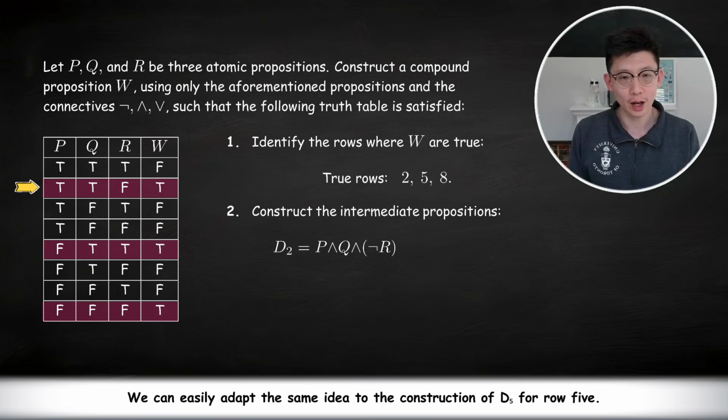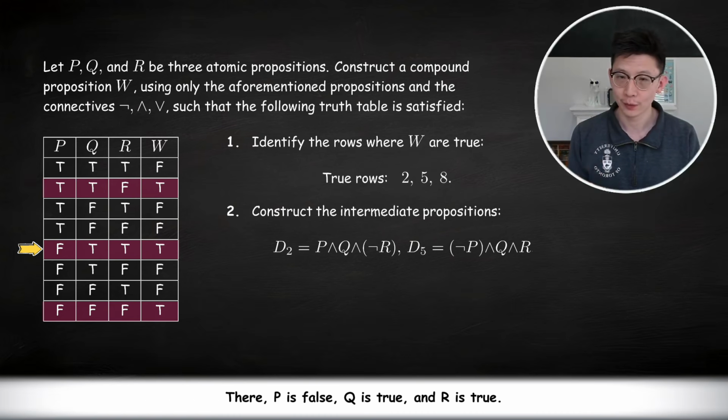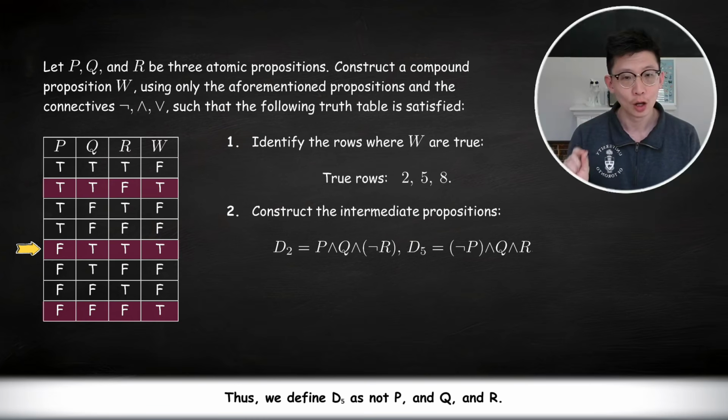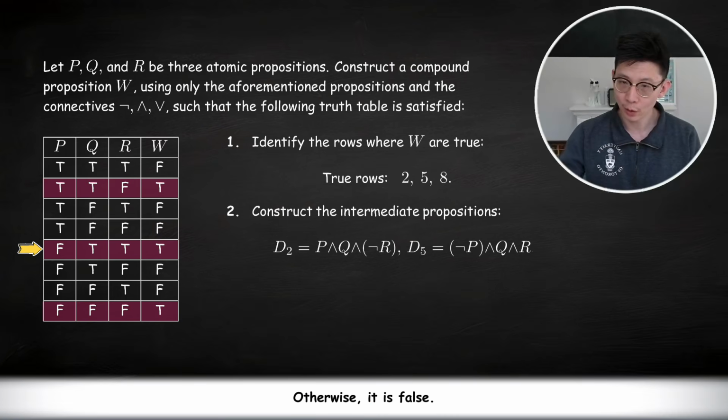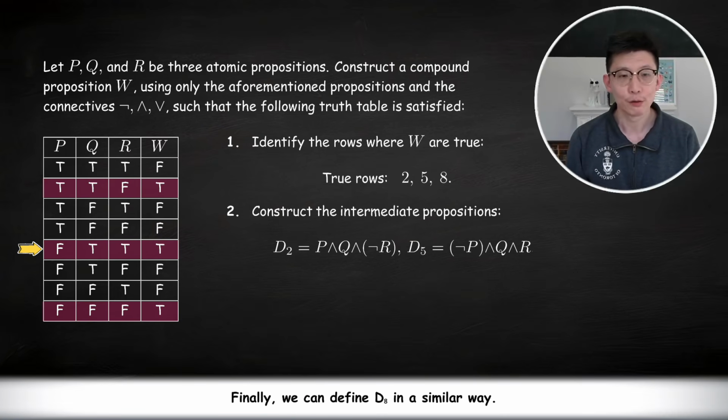We can easily adapt the same idea to the construction of D5 for row 5. There, P is false, Q is true, and R is true. Thus, we define D5 as not P and Q and R. Clearly, D5 becomes true if and only if the interpretation is given as in row 5. Otherwise, it is false. Finally, we can define D8 in a similar way.